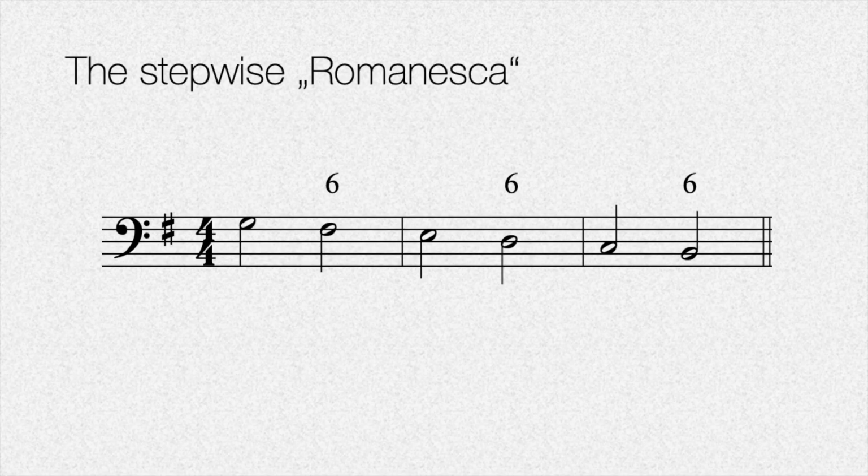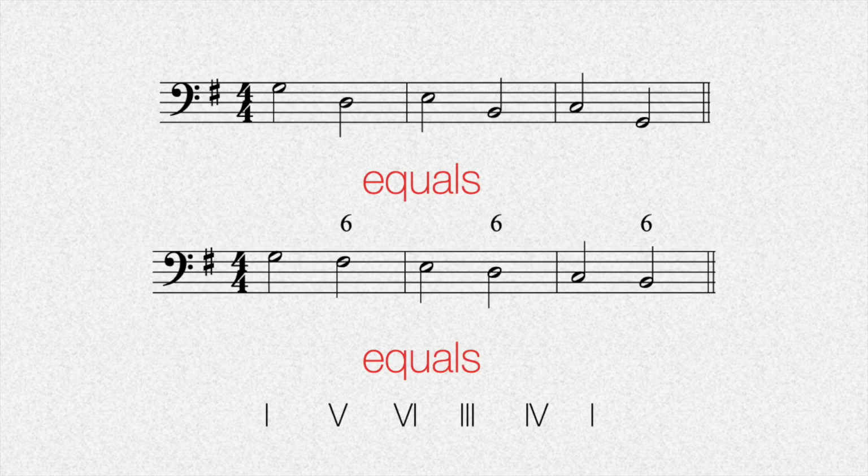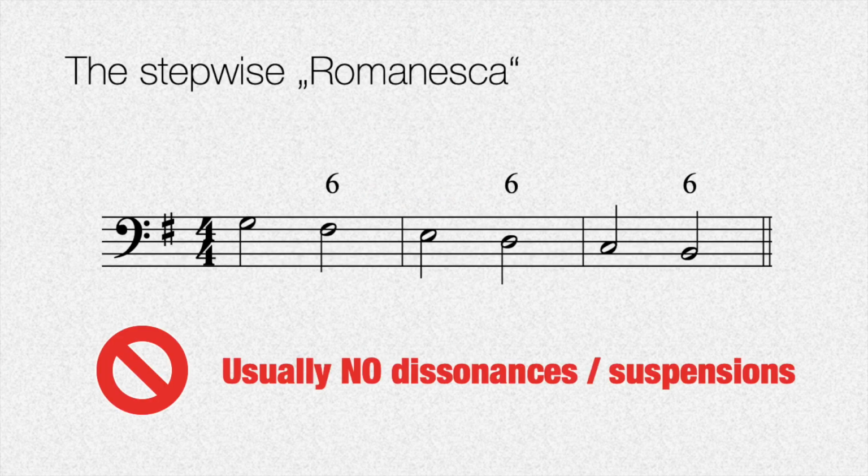Now let's have a look at the stepwise variant. I told you that this is essentially the same chord progression as the leaping variant. The main difference between the two is probably that the stepwise variant usually doesn't contain any dissonances, so it's of somewhat less complexity. I'd say that in case of the stepwise variant, one should know at least two best practice voice leading strategies for the soprano.